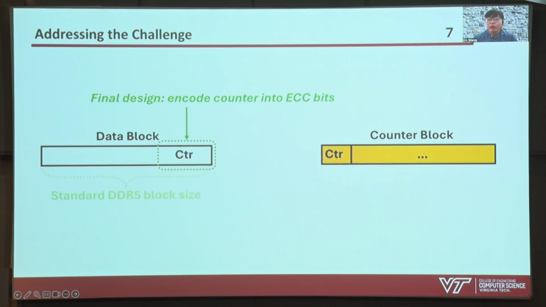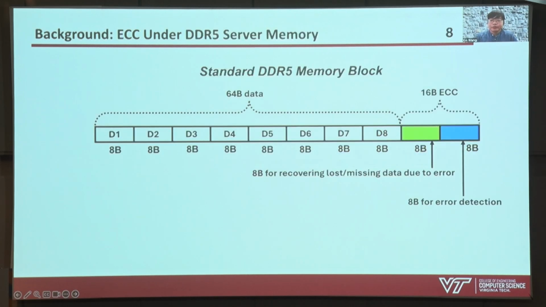So instead of making the block bigger, CounterLite encodes the counter into the data block's error correction code, or ECC. We keep the data block in the standard size of a DDR5 block. A memory block in DDR5 server memory has 64 bytes for data and 16 bytes for the data's ECC, in total 80 bytes. These 80 bytes are strapped across 10 different chips, with 8 bytes in each chip. 8 bytes of ECC are for error detection, another 8 bytes are for error correction.